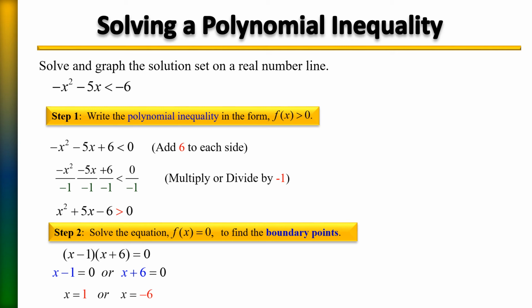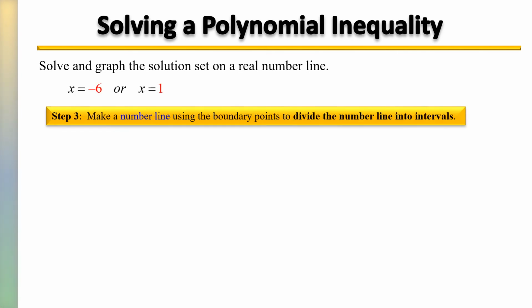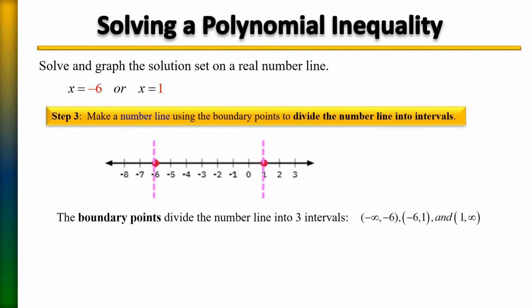So these are our boundary points, and it is these points that are going to divide the number line into the different intervals. So at negative 6 and 1, that means we're going to have three different intervals: from negative infinity to negative 6, another interval from negative 6 to 1, and then the last interval from 1 to positive infinity.